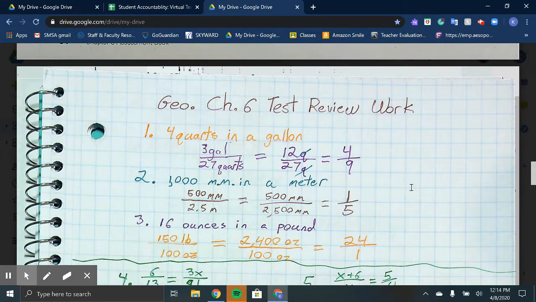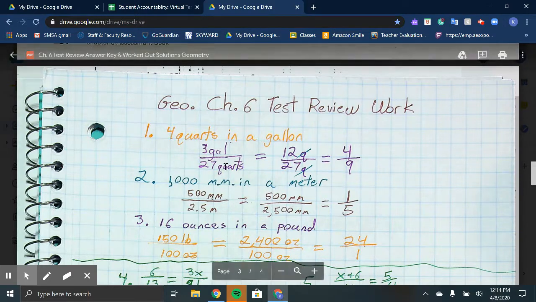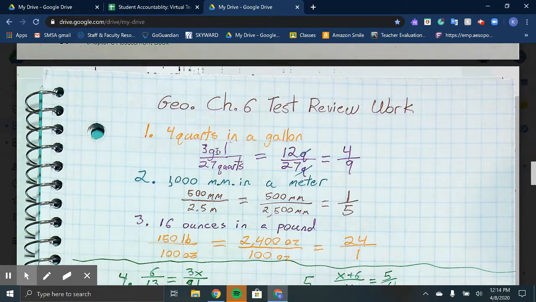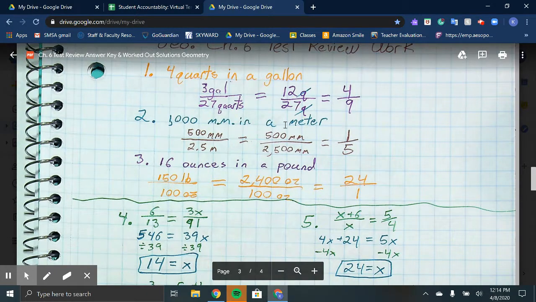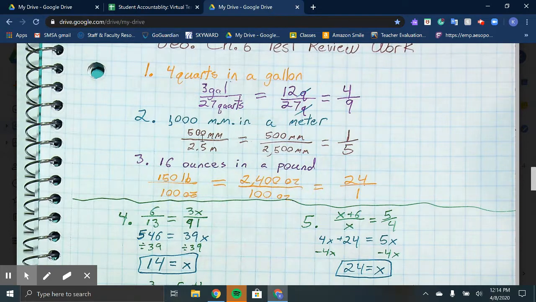So in number 1, 4 quarts are in a gallon, so 3 gallons over 27 quarts. Convert the 3 gallons into 12 quarts, 12 over 27 simplifies to 4 over 9. With number 2, we know there's 1,000 millimeters in a meter. So our 500 millimeters on top stays 500 millimeters. Our 2.5 meters I multiplied by 1,000, and that became 2,500 millimeters. 500 over 2,500 simplifies to 1/5.